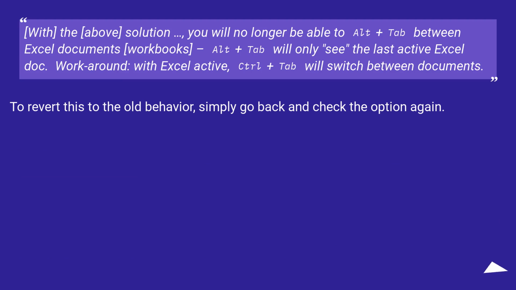With the above solution, you will no longer be able to Alt+Tab between Excel documents, workbooks. Alt+Tab will only see the last active Excel document. And a workaround: with Excel active, Ctrl+Tab will switch between documents. To revert this to the old behavior, simply go back and check the option again.